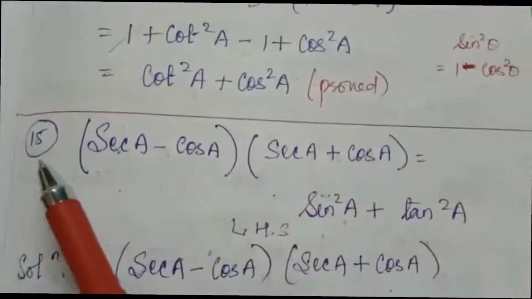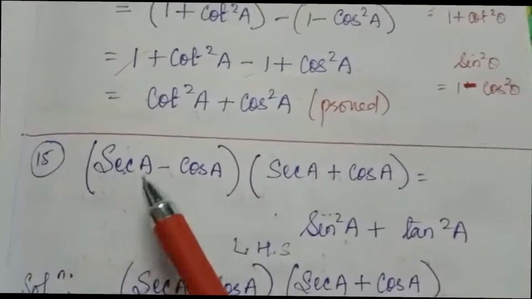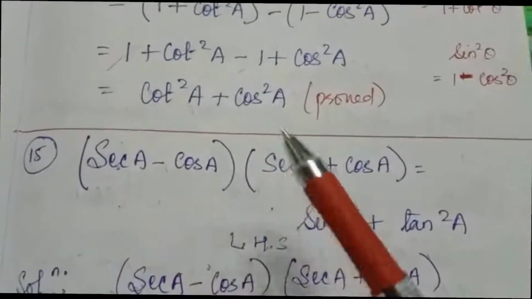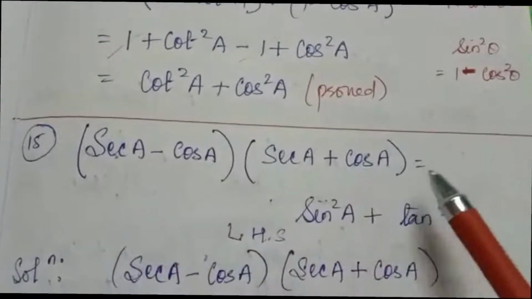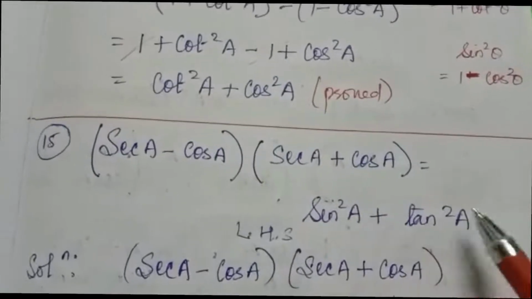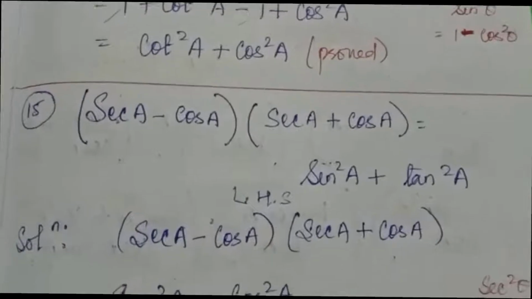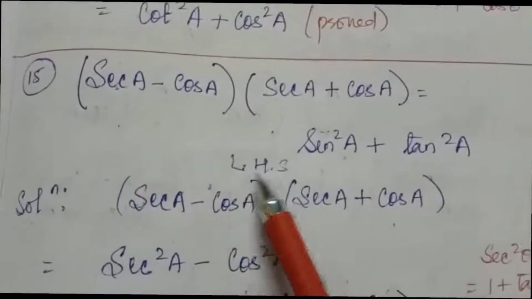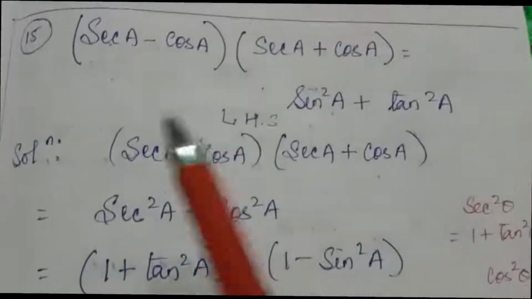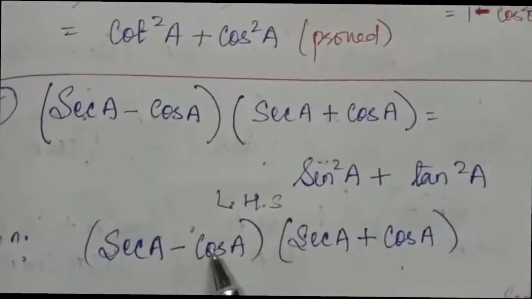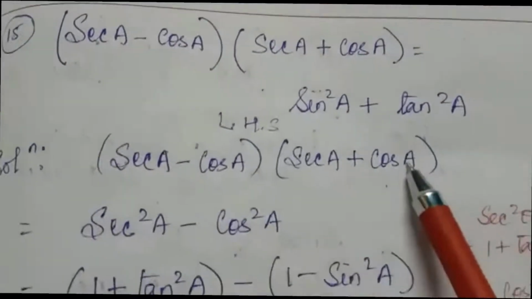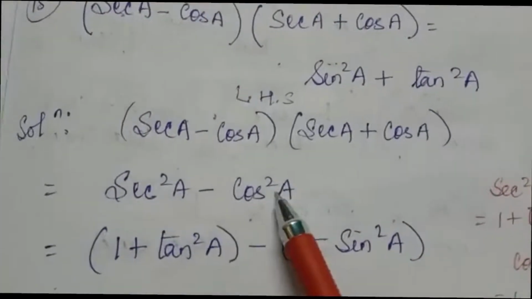Proved. Now question number 15. (sec A - cos A)(sec A + cos A) = sin² A + tan² A. This question number 15 is similar to question number 14. So we will solve the left hand side first. Here it is in the form of (A - B)(A + B), which is A² - B².